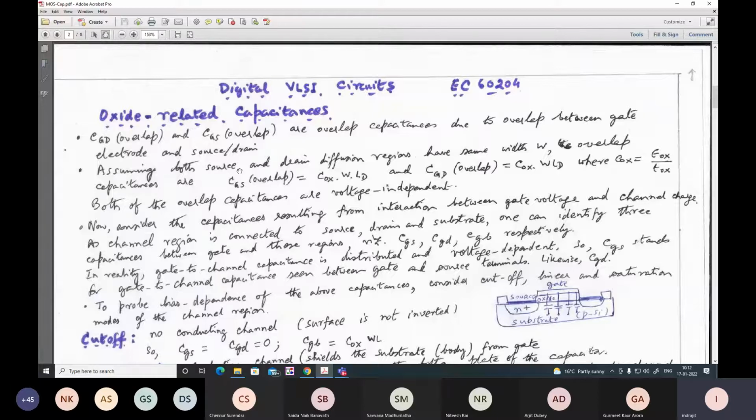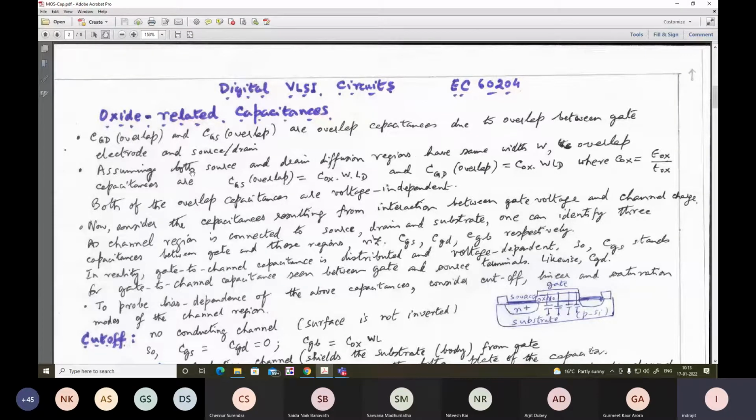Assuming both source and drain regions have the same width, the overlap capacitances are COX multiplied by W into LD, where C subscript OX stands for the gate capacitance per unit area. This is measured as the ratio of the dielectric constant of the oxide, which is typically 4, and the thickness of the oxide. Both of the overlap capacitances are voltage independent. That means although the gate voltage with respect to the channel can be changed, these capacitances will remain unchanged. These are independent of voltage.